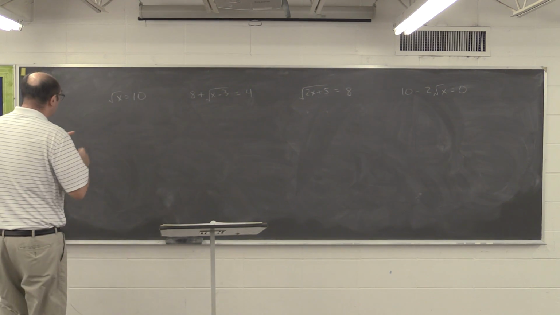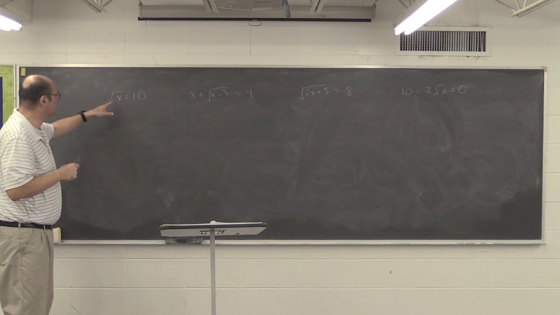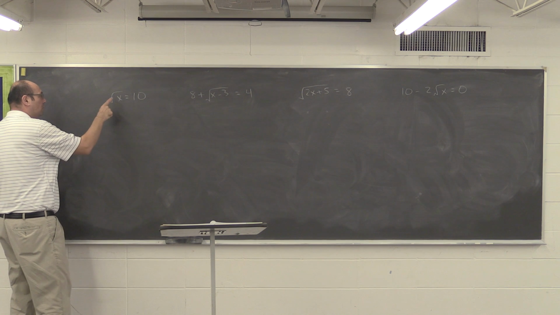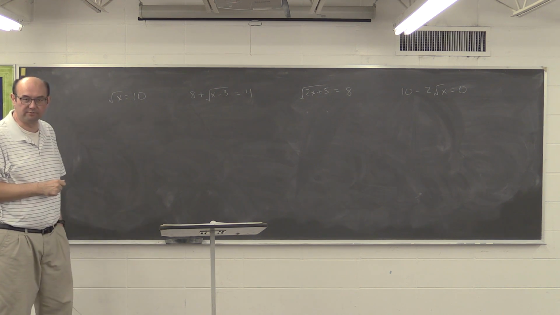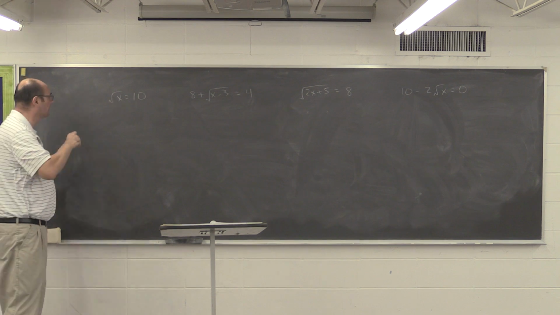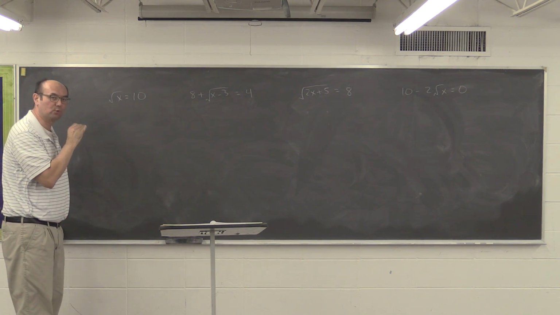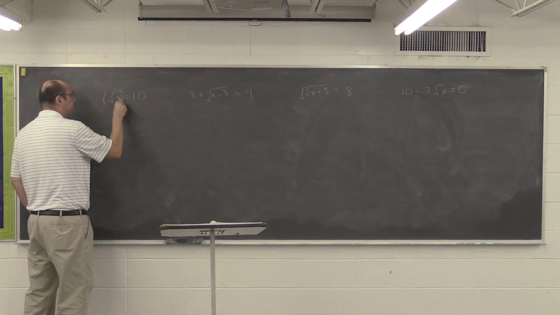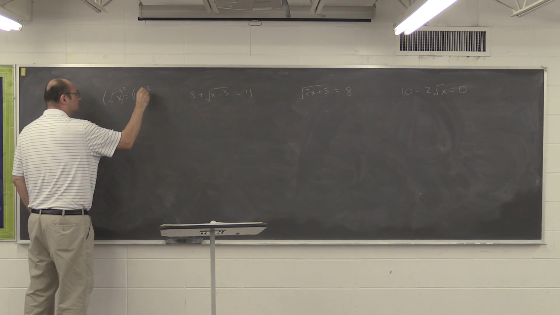Our first problem is simply the square root of x equals 10. What we want to do is find the value of x. In order to get rid of that square root sign, we have to square both sides.